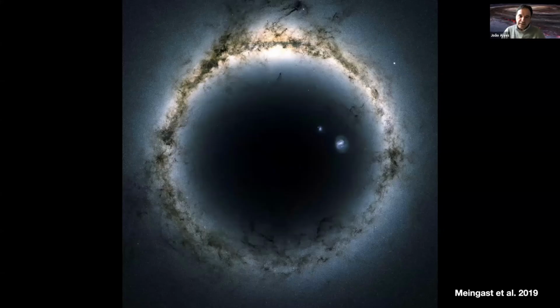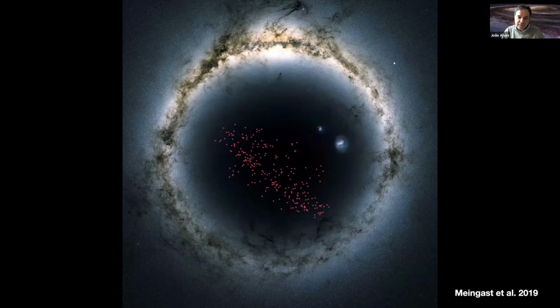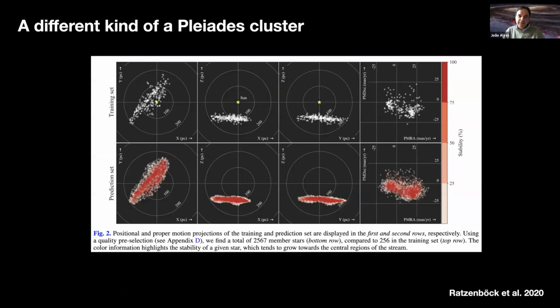And here's the first thing that Stefan found: this very strange distribution of stars. They are coeval, 120 million years old. They're just like the Pleiades, but a different kind of Pleiades. Now we're seeing X, Y, and Z in Cartesian, and they look almost like submarines or pancakes.